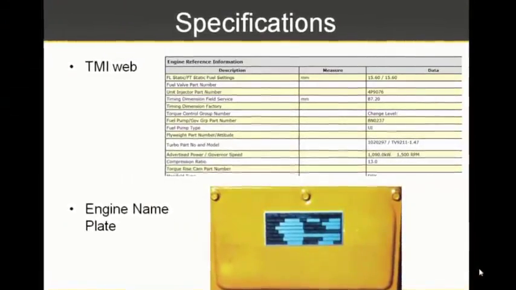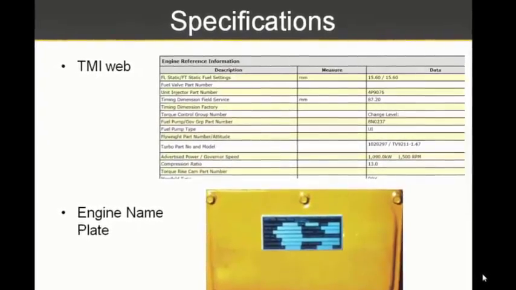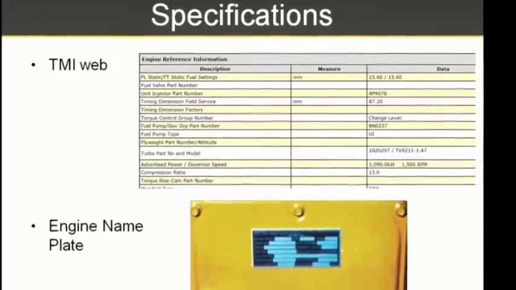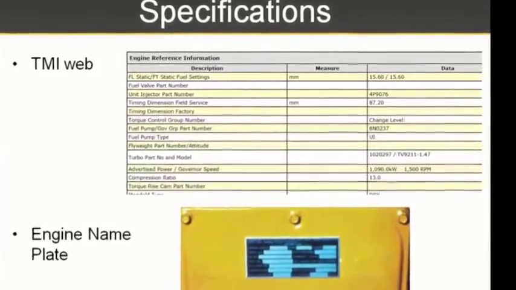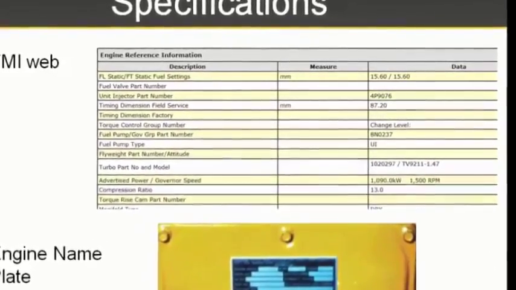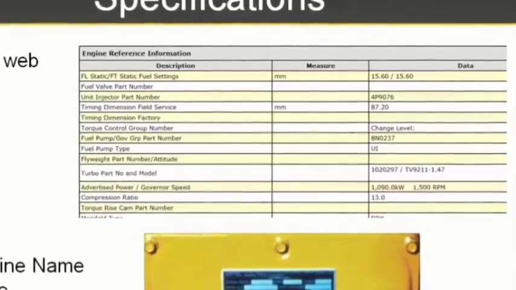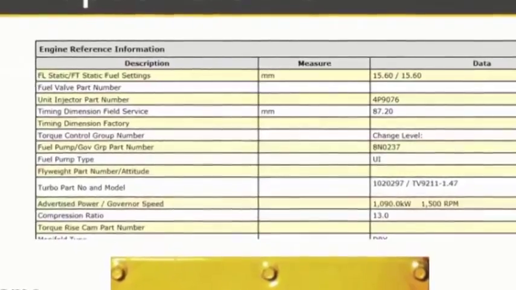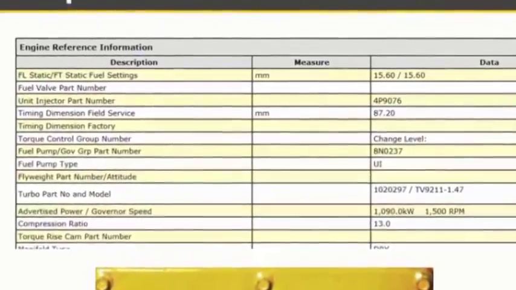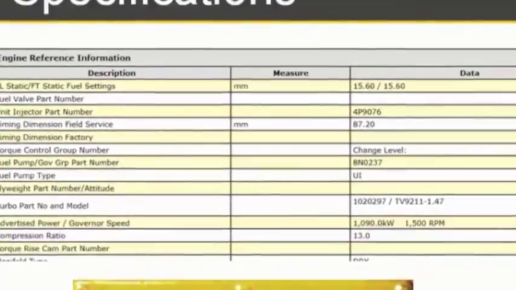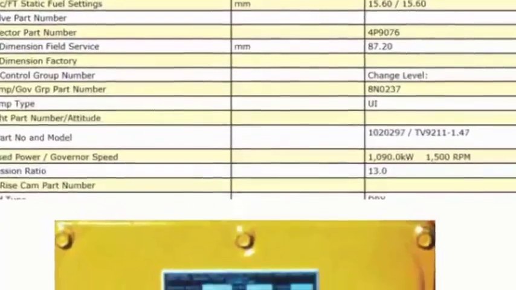Specifications. TMI website. If we get into the TMI website, we need to give the engine serial number. After putting in the engine serial number, we need to get into the test specification data. In the test specification data, we can find the timing dimension, or we can get the specification from the engine nameplate.